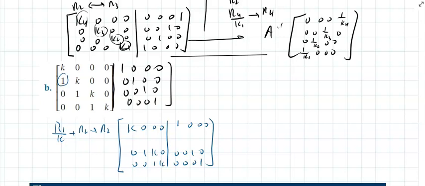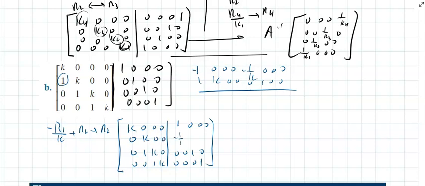So if I multiply row 1 by 1 over k, that becomes negative 1 over k. That becomes negative 1, 0, 0, 0, negative 1 over k, 0, 0, 0. If I add it to 1, k, 0, 0, 0, 1, 0, 0, what would happen? I'll get a 0. I'll get a k, 0, 0, negative 1 over k, 1, 0, 0.